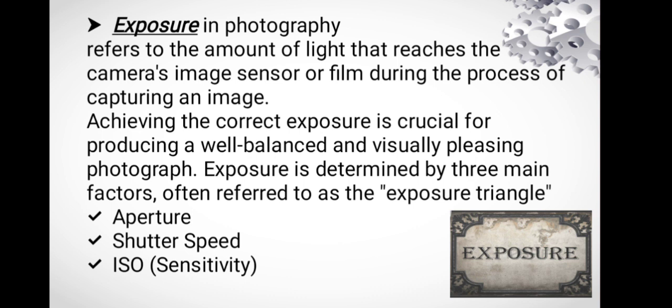Then next is shutter speed. Shutter speed refers to the amount of time that the camera sensor or film is exposed to light. It is measured in seconds or fractions of a second. Faster shutter speeds freeze motion, while slower speeds can introduce motion blur. So, shutter speed is exactly what it sounds like. It's the speed at which the shutter of the camera closes.